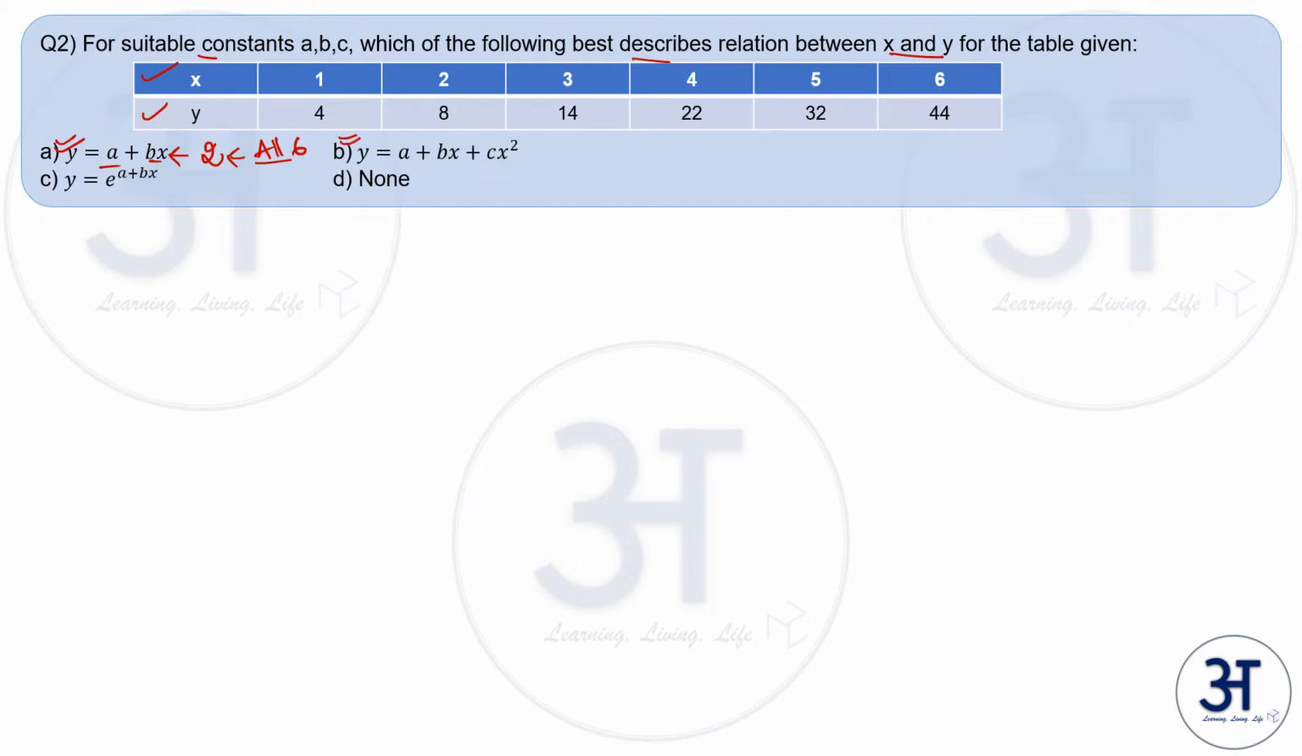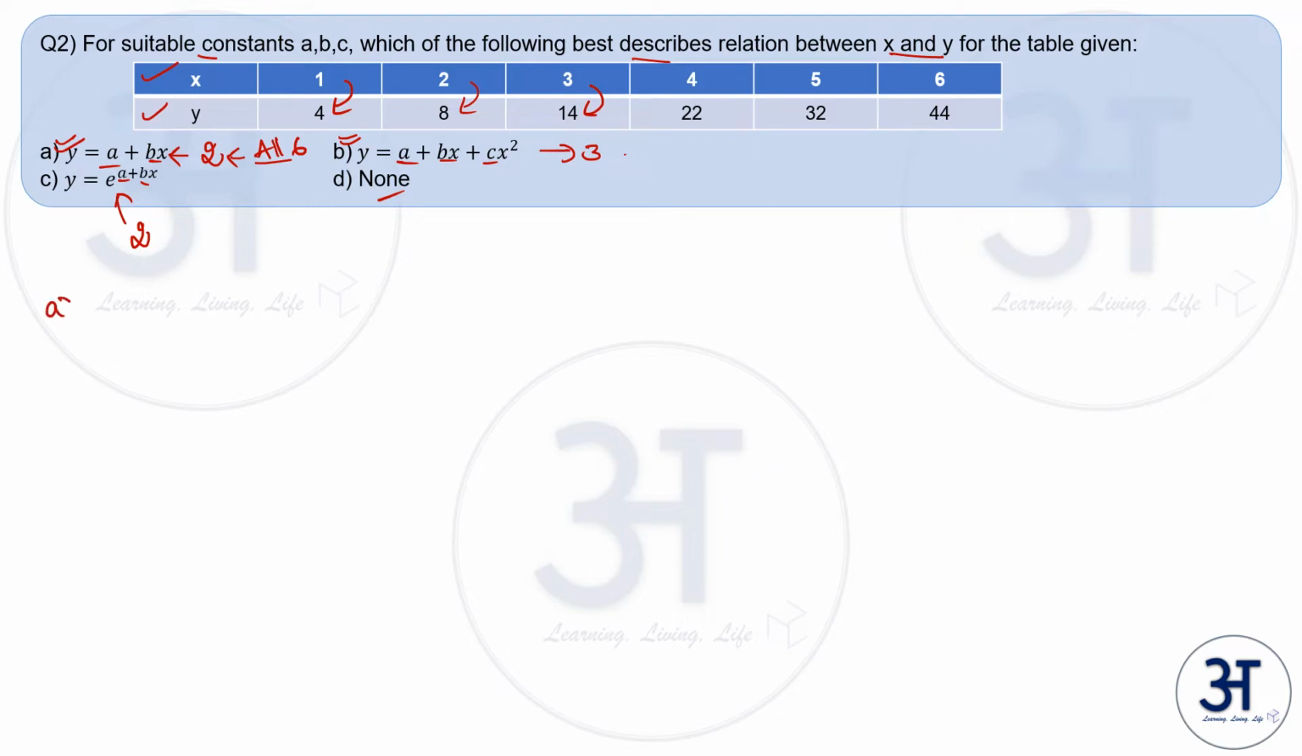Similarly, in the case of B, you have a, b and c, 3 unknowns. So 3 points will be required for you to find the values of a, b and c, and then you have to check for the rest of the 3 whether it is satisfying or not. For y equal to e power (a plus bx), again a and b are 2 unknowns here. So 2 of the points would be required, and then option D obviously is none. So if you see these points which are given, the easiest ones are always to take the initial ones because they are the smaller values of x and y, so your calculations will be easier.